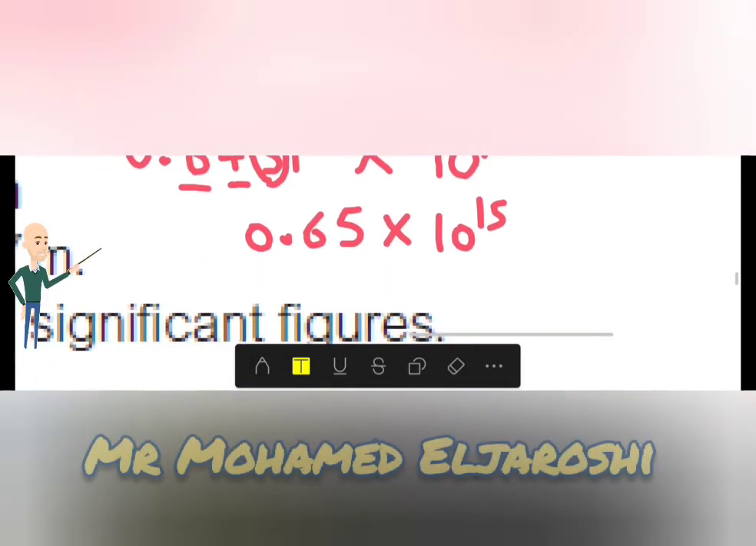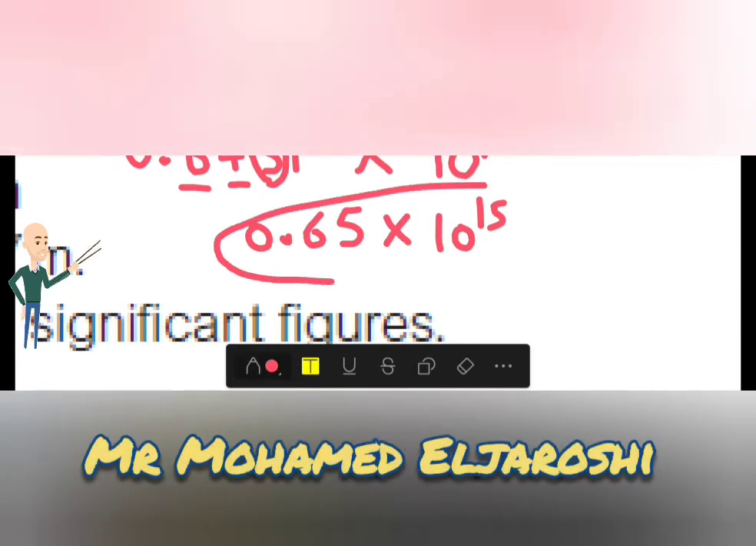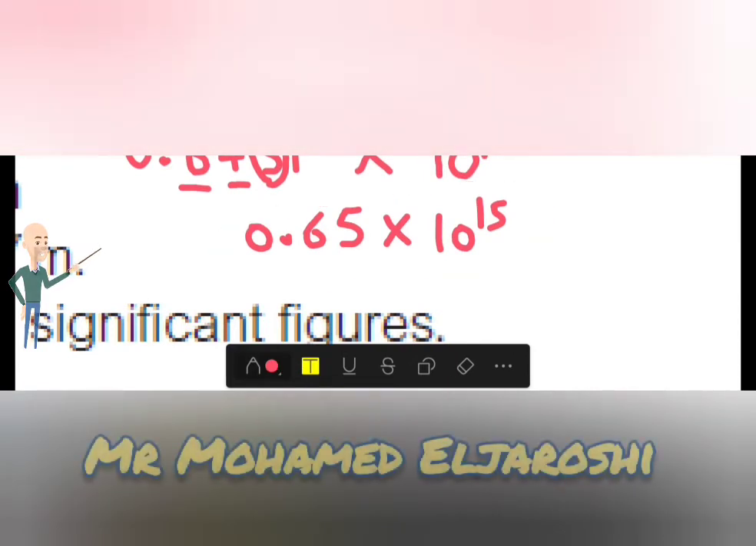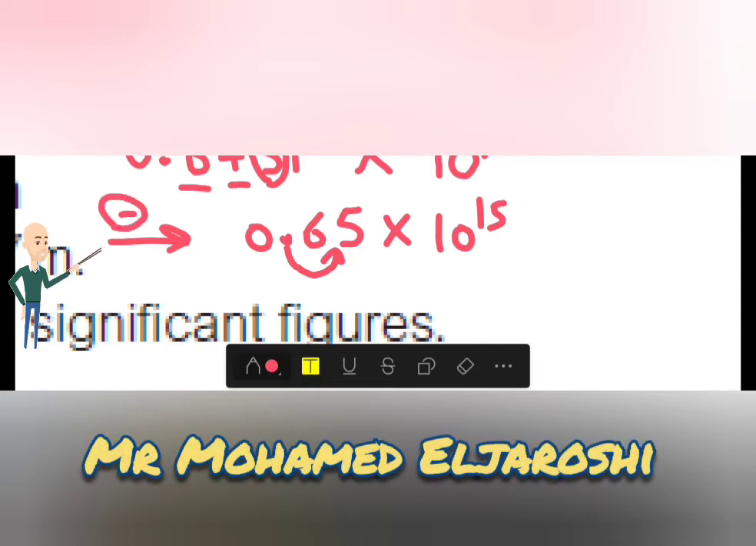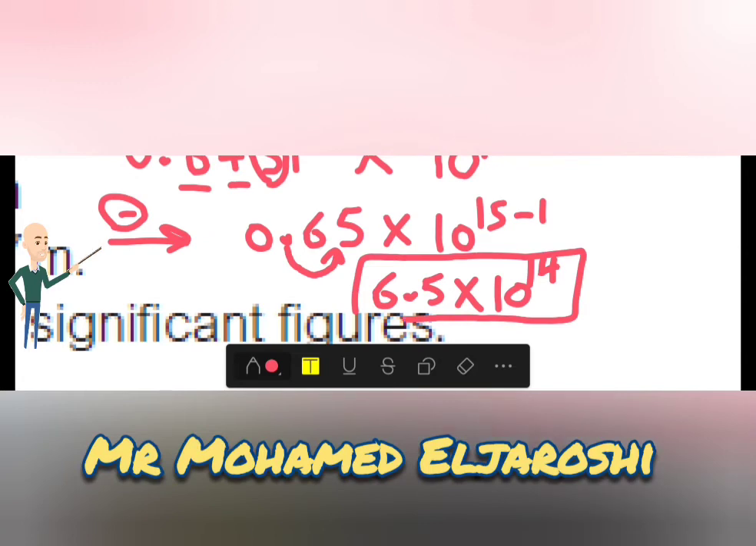Now, is this in standard form? This answer here? No, it's not. So I need to make it in standard form. To make it in standard form, I'm going to move the point 1 time here, and I went to the negative side. It means what? I moved 1 time, so I'm going to put -1 here. So it's going to be 6.5 times 10 power of 14. And this is the answer for question B.